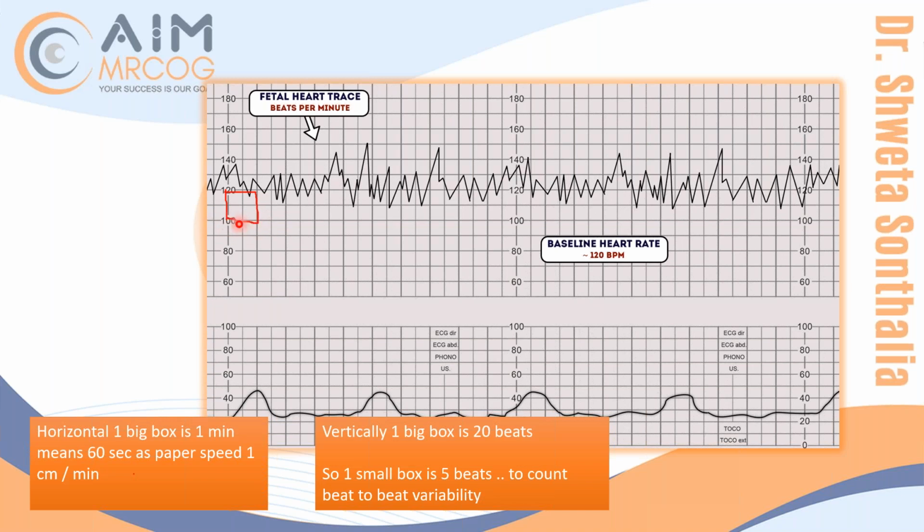Like this is 60 seconds, this is half, so 30 seconds, and this one big box is 20 beats, so half will be 10 beats, and every small box will be 5 beats. So for the present, you understand that this is how the box significance is, right? Then we'll see every aspect separately. Am I clear about how you're going to read the boxes?